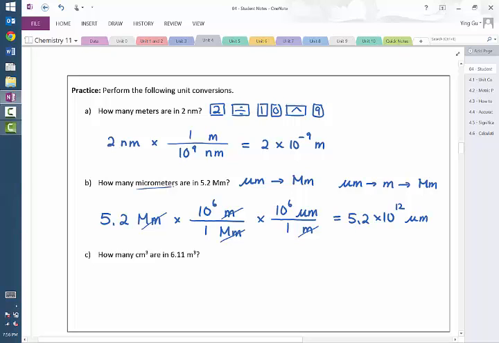Next, we check each of our conversion factors to make sure that if they were to stand alone, do they make sense? Our first conversion factor says there are 10 to the 6 meters inside 1 megameter. Is that correct? Yes, it is. Our next conversion factor says 10 to the 6 micrometers inside 1 meter. Is that correct? Yes, it is. Once we do that check, then we know that we have done this problem correctly.